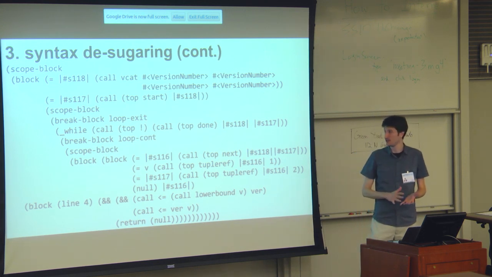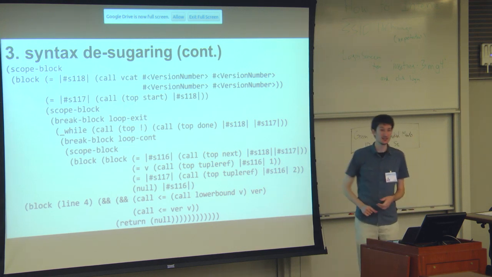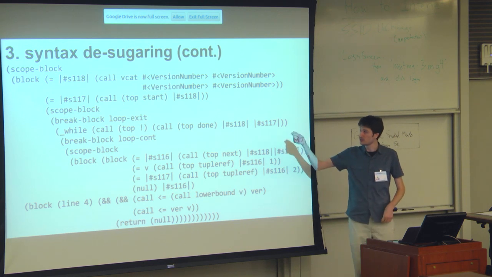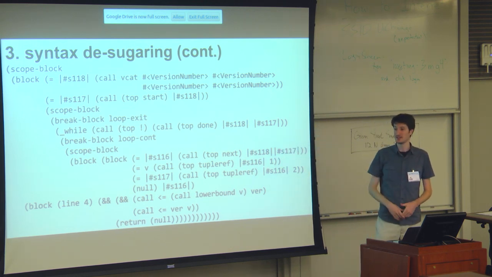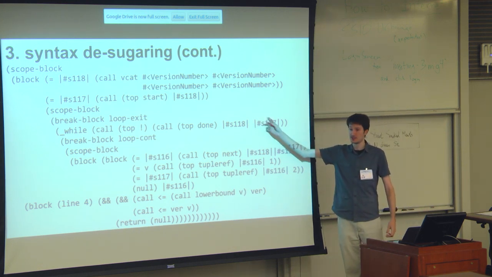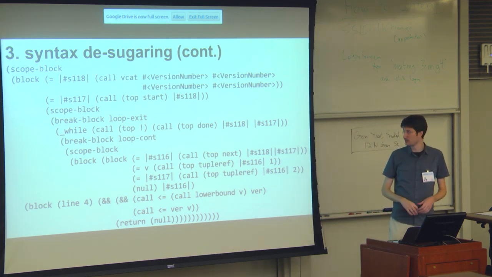It has fewer behaviors. And you can see there are these scope block things, which explicitly delineate where there are scopes. And then inside the while loop, there's the famous for loop pattern of calling start, done, and next to do the iteration protocol. That code gets inserted at this stage. And then you also start getting all these weirdly named symbols. Those are temporary variables that we inserted, and they have these weird unreadable names.